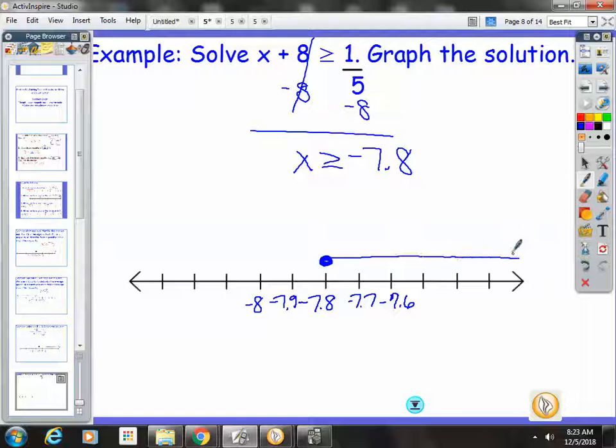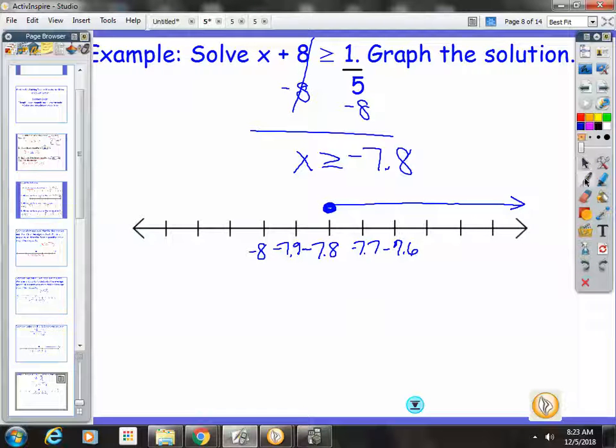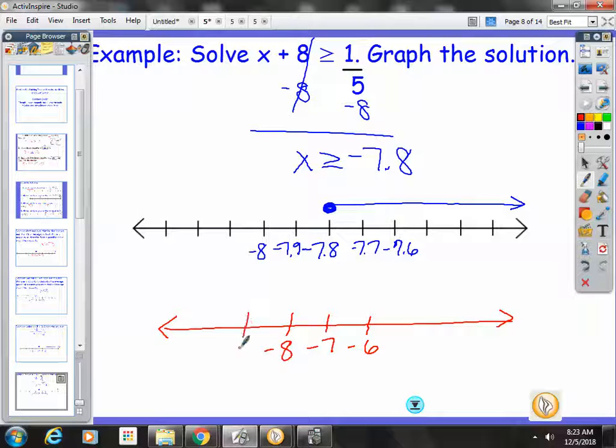Of course, that graph is going to the right. Let me show you another option that we could do here. I could just use my integers on my number line. Where does negative 7.8 fall? Well, between negative 7 and negative 8, right? So a little bit closer to negative 8. So I can put it about right there. And draw my arrow going to the right.